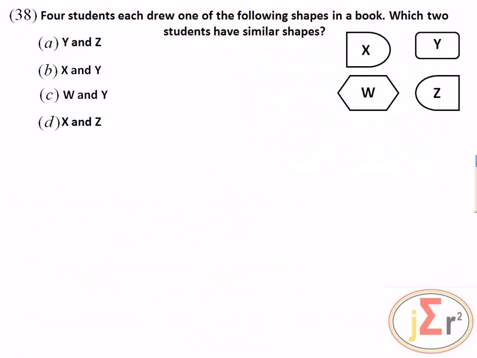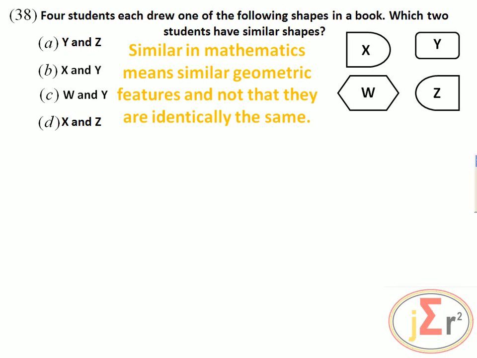Four students each drew one of the following shapes in a book. Which two students have similar shapes? X and Z. Okay, X and Z. Similar in mathematics means similar geometric features and not that they are identically the same. So similar means that they have similar geometric features and not that they are identically the same.